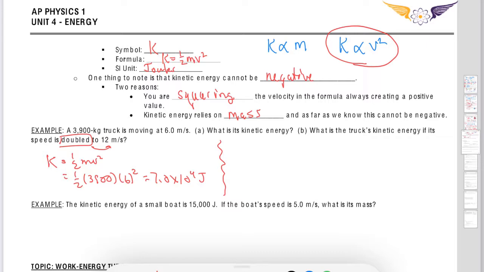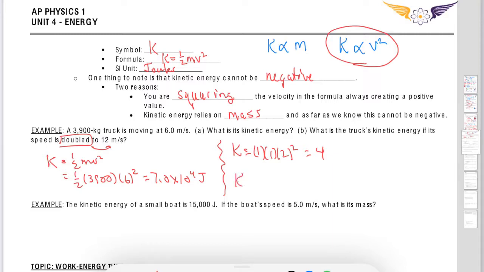Now I'm going to apply factors of change for part B. Remember, factors of change tell me to put a 1 for anything that does not change, and the factor for what does change, and then solve for what I'm trying to compare it to. Here I'm comparing kinetic energy. Constant values will not change, so I put a 1 for the 1/2. It's the same truck, so I'm not going to change the mass. Then I'm going to double the speed. What does that mean? That means my kinetic energy is 4 times as much if I double the speed.